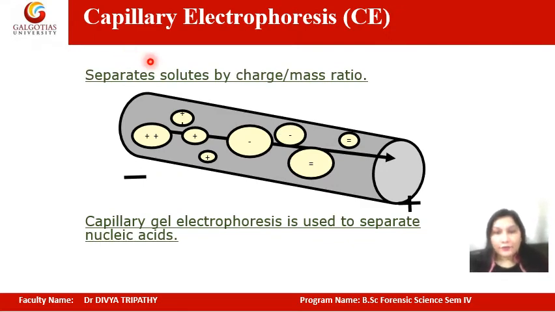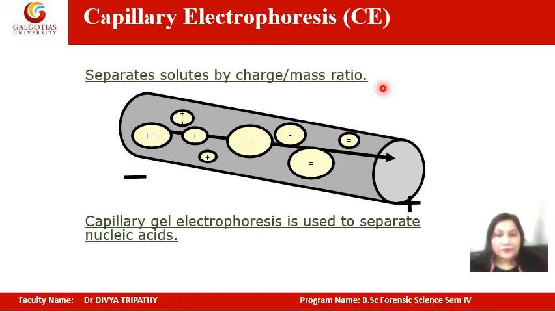The third type of electrophoresis is capillary electrophoresis, or CE. In this type of electrophoresis, separation of solute takes place by charge-to-mass ratio, not on the basis of charge separately, not on the basis of mass separately, but on the basis of the charge-to-mass ratio. If charge is more and mass is more, then it will have a medium type of ratio. If charge is more and mass is less, it will give a larger charge-to-mass ratio. And if mass is more and charge is less, the molecule has a smaller ratio, and the separation will occur on the basis of that ratio only.